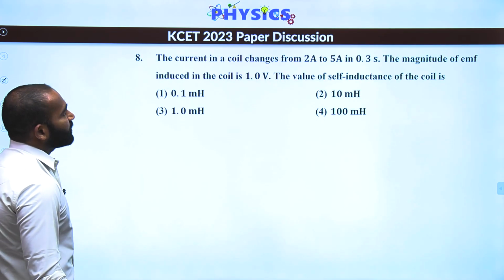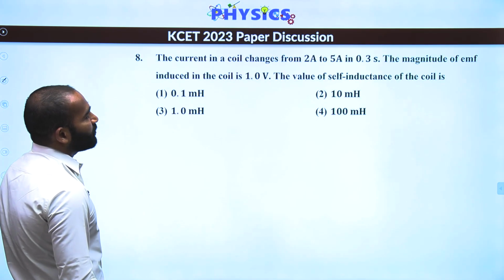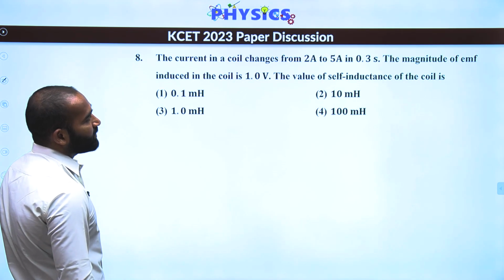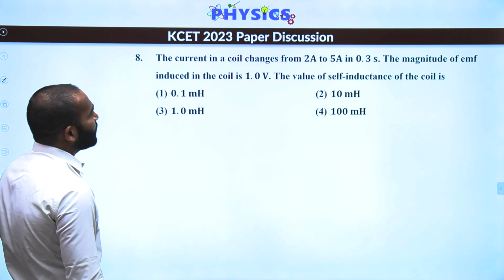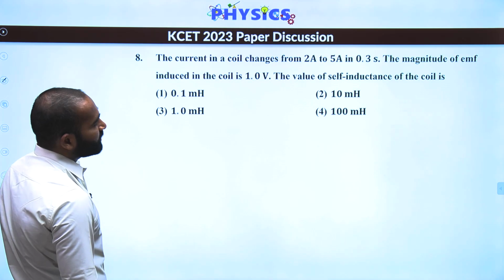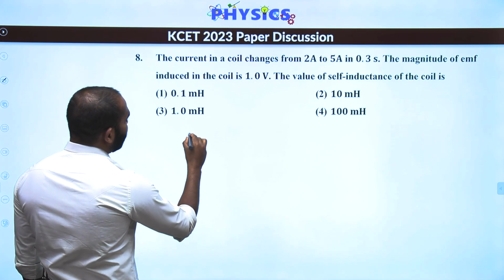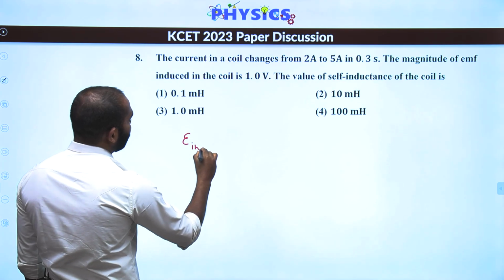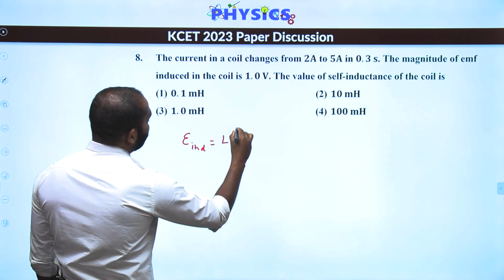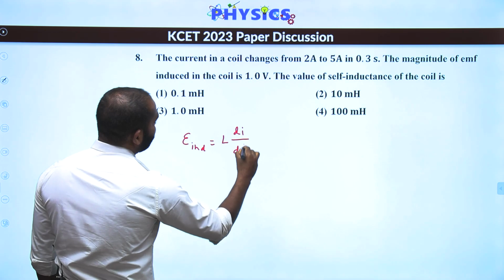The current in a coil changes from 2 ampere to 5 ampere in 0.3 seconds. The magnitude of EMF induced in the coil is 1 volt. The value of self-inductance of the coil is? We know that the induced EMF in an inductor is equal to L di divided by dt.